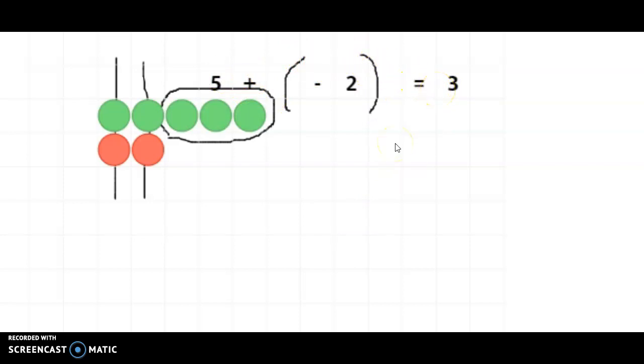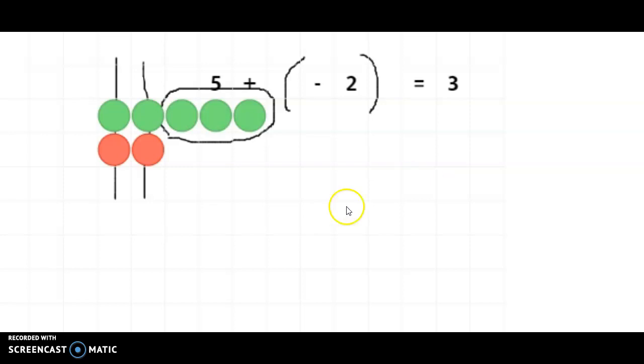If we thought about that in terms of a real world application, maybe we might say that the temperature was 5 degrees and then it dropped 2 degrees. So 5 plus a negative 2. That gives us a temperature of 3 degrees. Another example of that might be that you have $5 and you borrowed $2 from your mom. So you're in debt now $2. So you had $5 and now you borrowed $2 from her. So now you only have really $3 remaining.